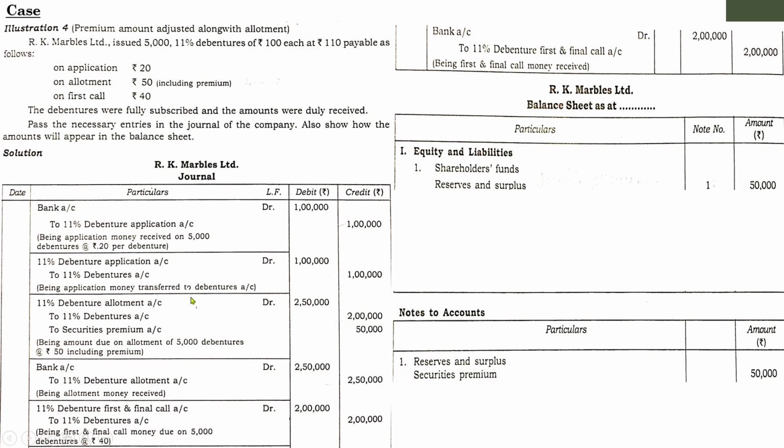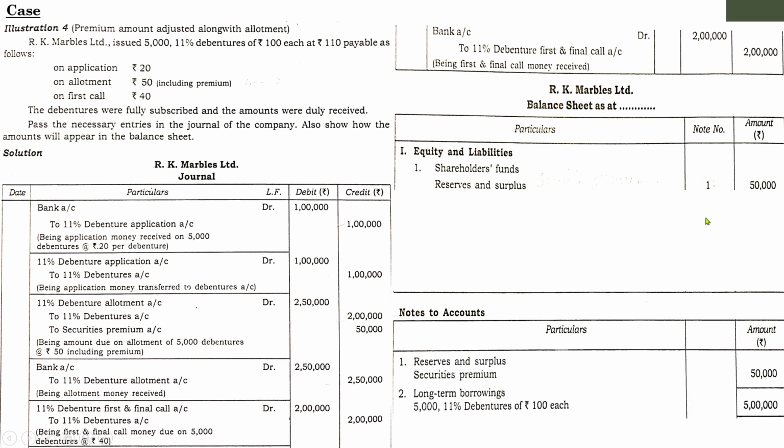What was the amount of premium? Go through the entry, see 50,000. So this 50,000 is shown here, and here we are showing note number 1, which means how this 50,000 is incurred in reserves and surplus. What is the source of this 50,000? For that purpose, you have to refer note 1. So in the notes to accounts, if you go through 1, you can see 50,000 is related to security premium. That is the purpose of this column.